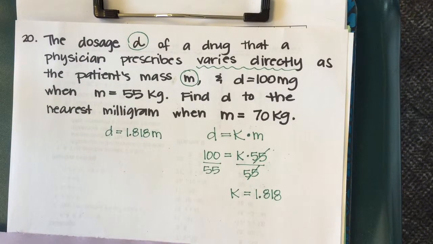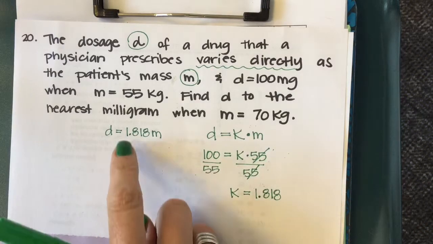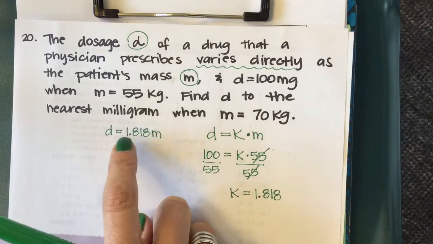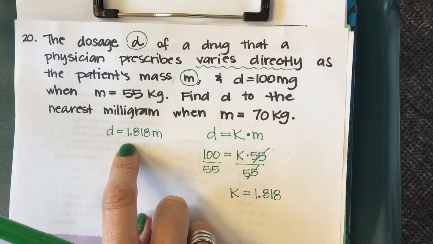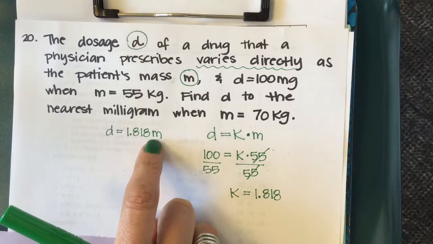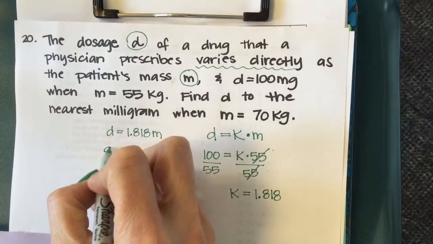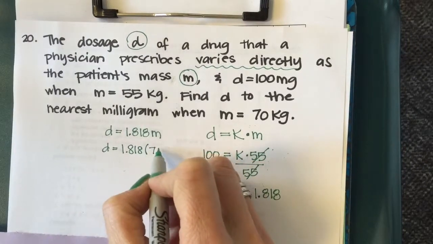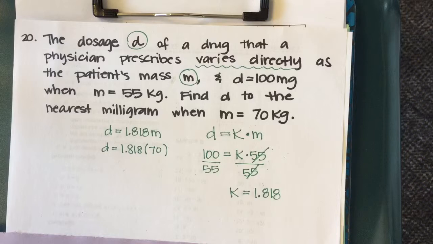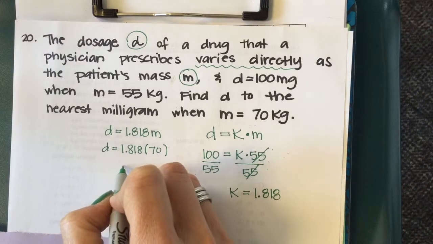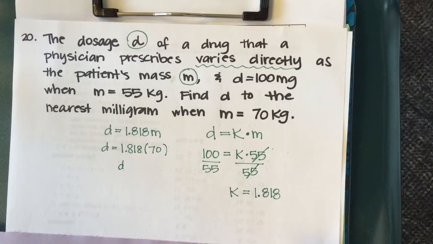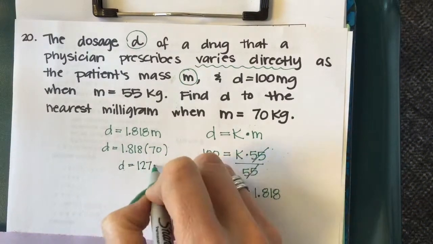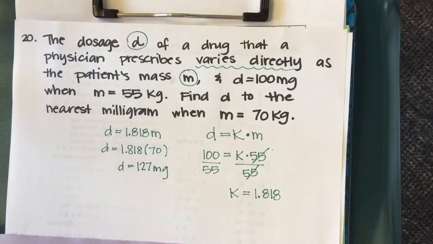So here's an example I was just telling you. Now they give you something else, and you need to use the function that you came up with to solve. It says find D to the nearest milligram when m equals 70 kilograms. So now I'm going to put 70 in for m. D equals 1.818 times this patient's mass, which is 70. So 1.818 times 70. This is round to the nearest milligram, so round to a whole number. 127 milligrams is the dose for that patient.